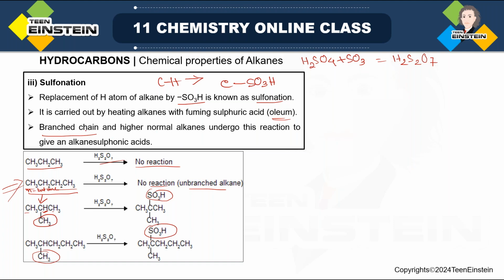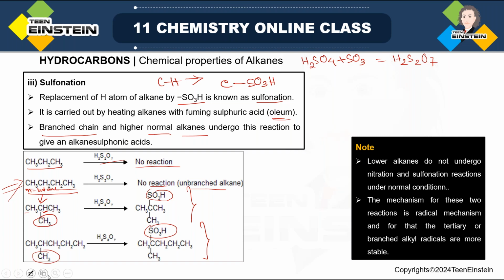Fine. So branch chain and higher normal alkanes. If the total number of carbons is very small, suppose 4 or 5, then it has to be branched. But if you move to higher carbon number alkane, then you can take normal, meaning linear chain, because now that factor will be overcome because of its higher carbon number. So that is why they can now undergo this reaction to give an alkane sulfonic acid. So these molecules are basically alkane sulfonic acids. For lower carbon number, there must be some branching.